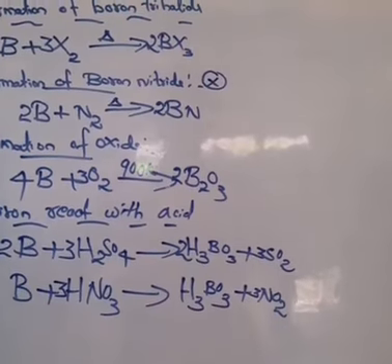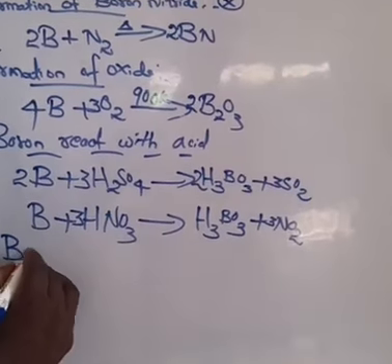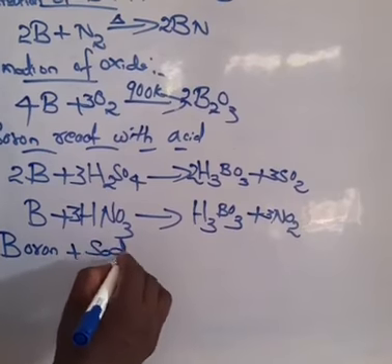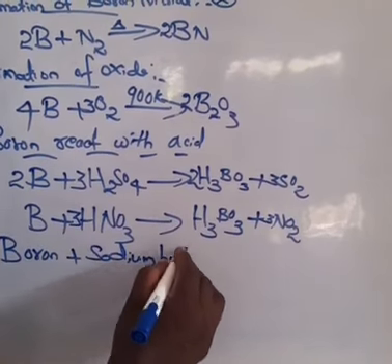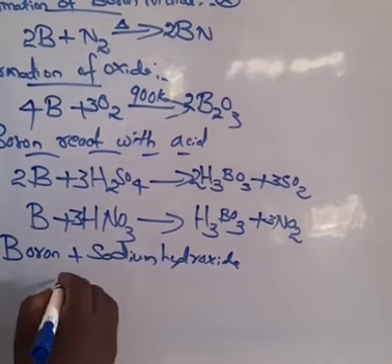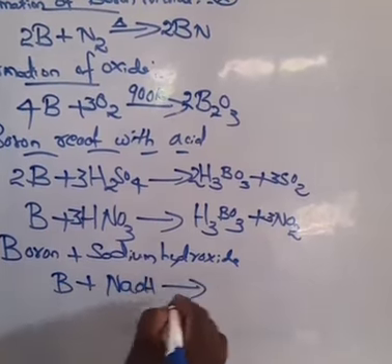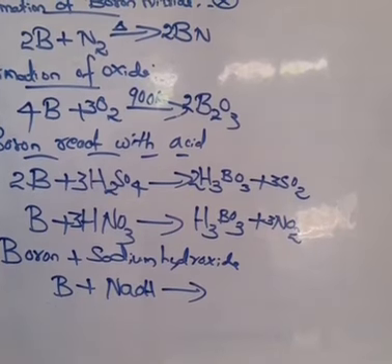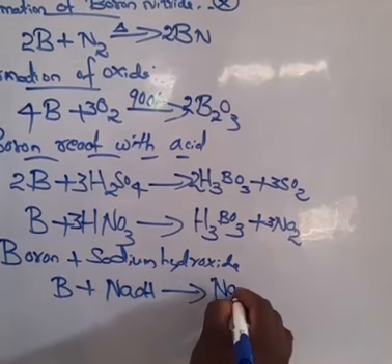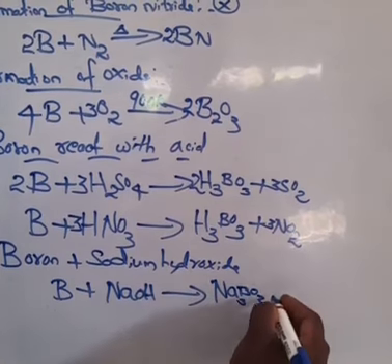The next one, the last one, is boron reacts with sodium hydroxide. What's the formula for sodium hydroxide? NaOH. Boron reacts with sodium hydroxide. We get sodium borate. What is the formula for sodium borate? Na3BO3. And that's the evolution of hydrogen gas.